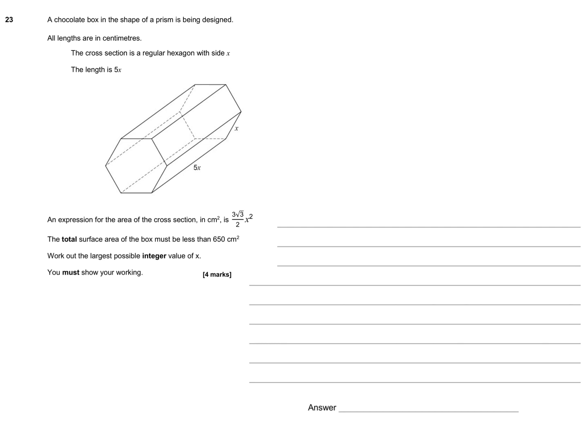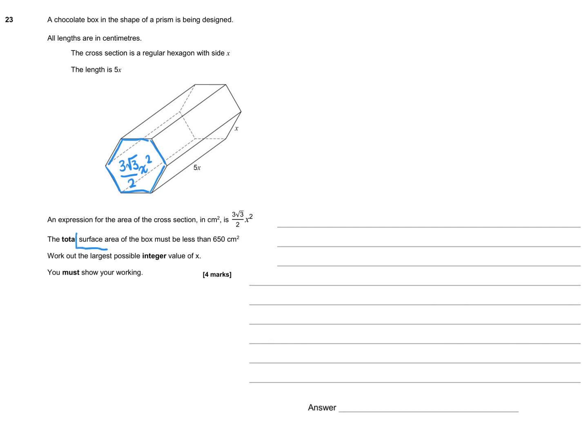An expression for the area of the cross section. So this is the area. So that's this part here of the cross section of this lovely hexagon. That right there is 3 root 3 divided by 2 times x squared. So that's obviously that side of it. But remember, there's that exact same shape on the other side as well. So there's 2 of those. The total surface area of the box must be less than 650 centimeters squared. Work out the largest possible integer value of x. You must show your working.